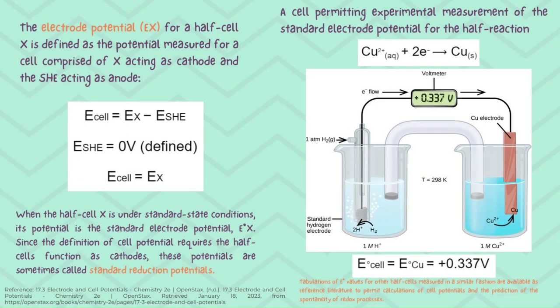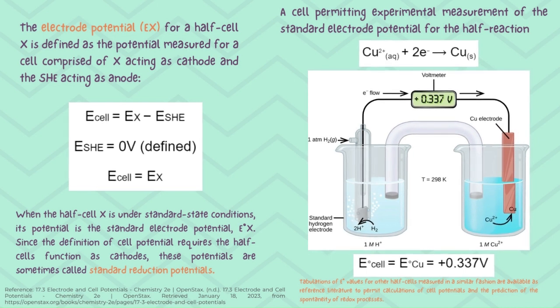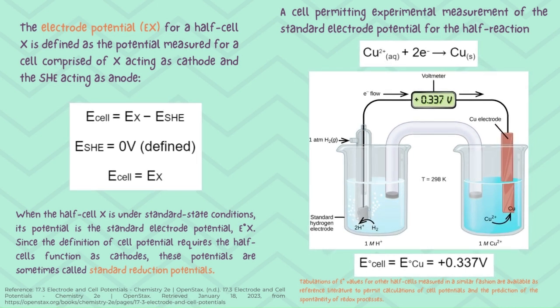The assigned potential of the standard hydrogen electrode permits the definition of a conveniently measured potential for a single half cell. So the electrode potential, which is the E_X for a half cell X, is defined as the potential measured for a cell comprised of X acting as cathode and the standard hydrogen electrode acting as an anode. So we have this equation: E cell equals E_X minus E_SHE, which is 0 volts based on its definition. So we have E cell equals E_X.